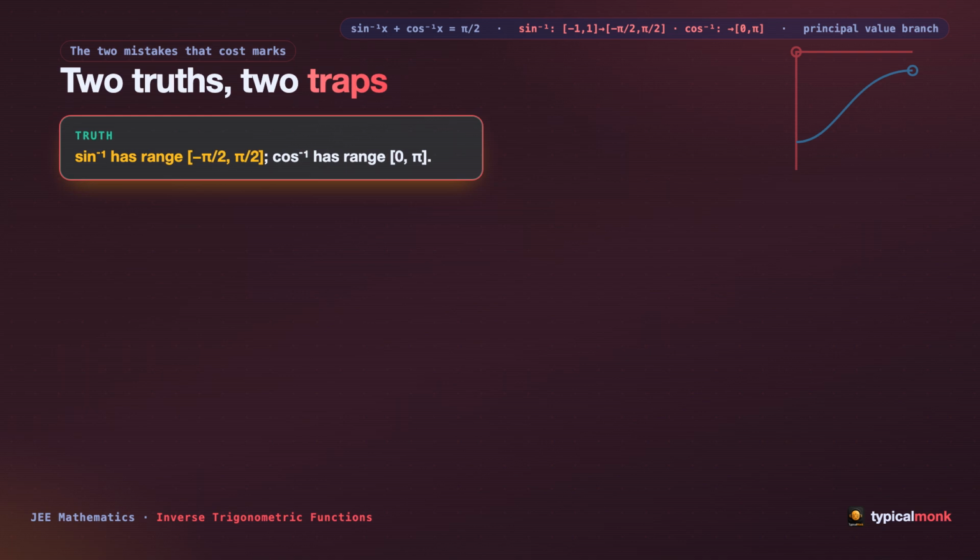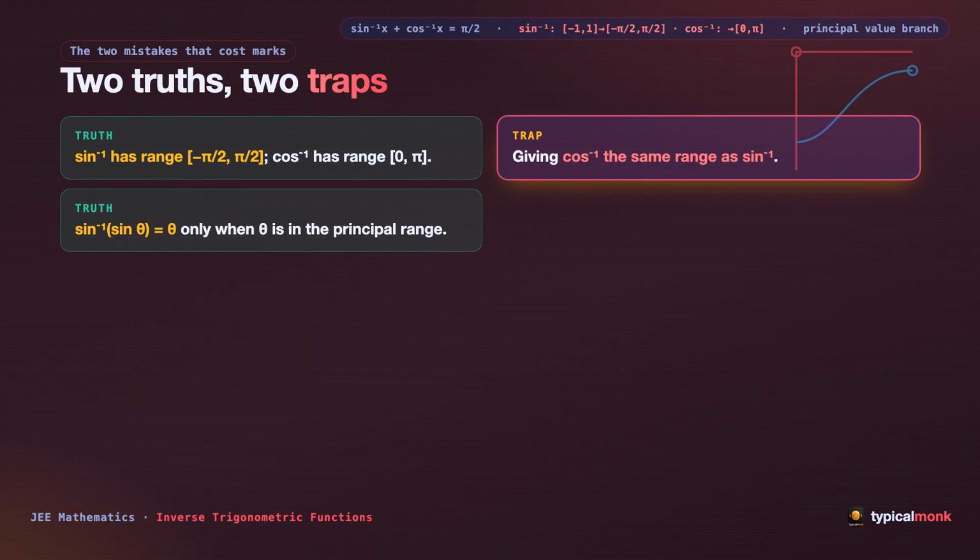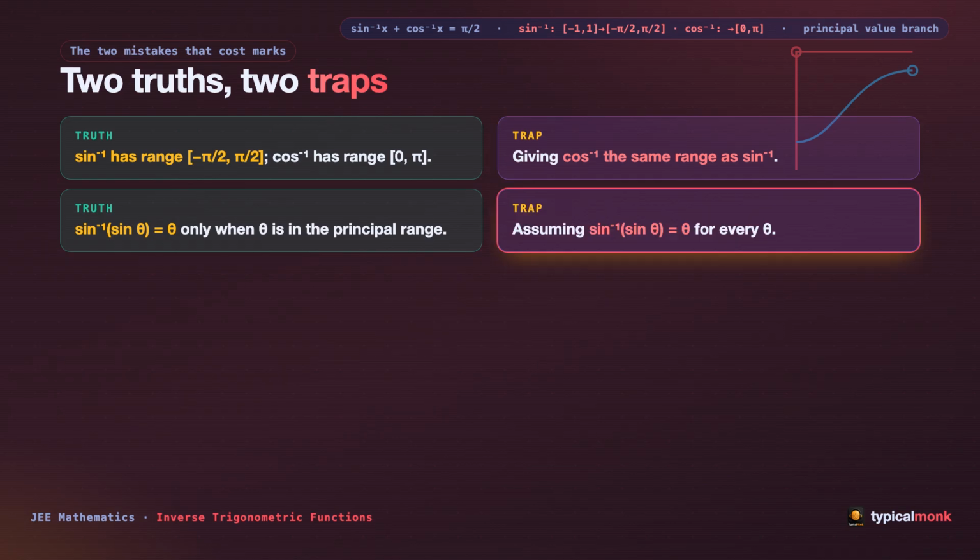Statements 1 and 3. The trap is the range of cosine inverse in statement 2. Now, the 2 mistakes that quietly cost marks. The truth: sine inverse has range minus pi by 2 to pi by 2. Cosine inverse has range 0 to pi. The trap: giving cosine inverse the same range as sine inverse. The second truth: sine inverse of sine theta equals theta only when theta is in the principal range. The second trap: assuming sine inverse of sine theta equals theta for every theta.